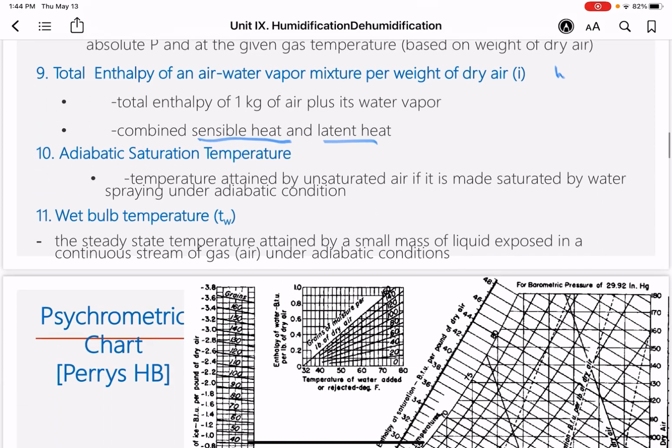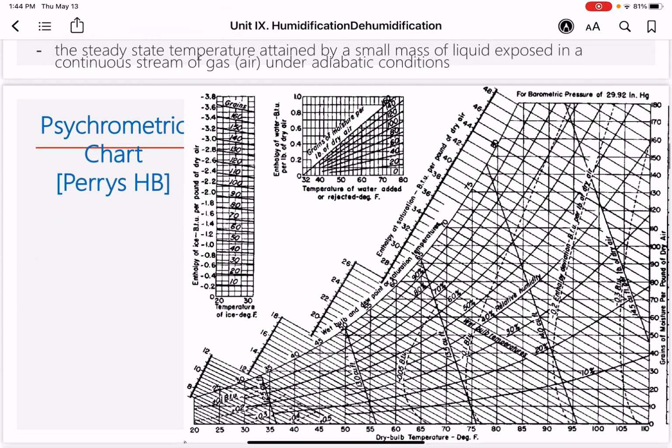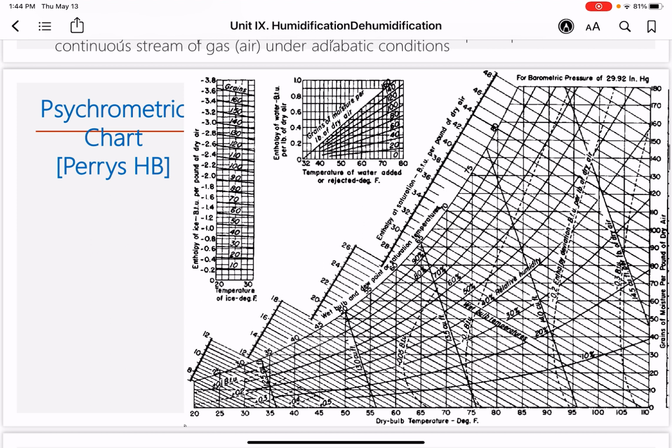Okay, let's go study the psychrometric chart. I think this is Figure 12-2 in the handbook, page 12-4. So take note, this can be found, but of course this is the 6th edition. Figure 12-2, page 12-4 of your handbook. Okay.